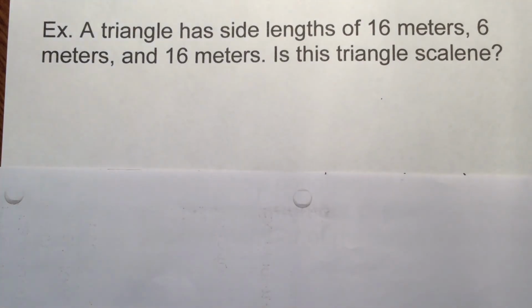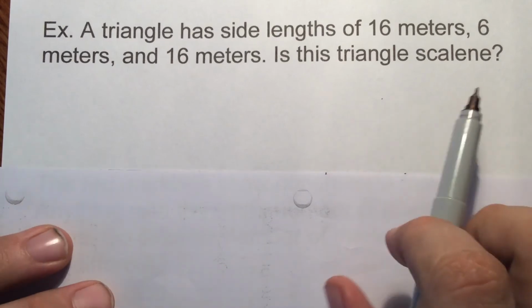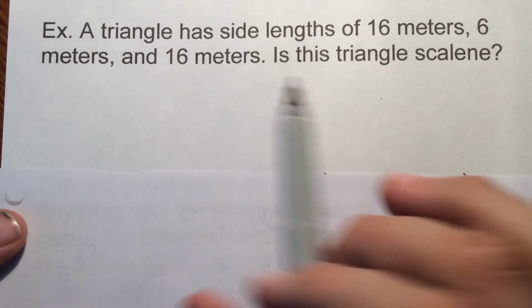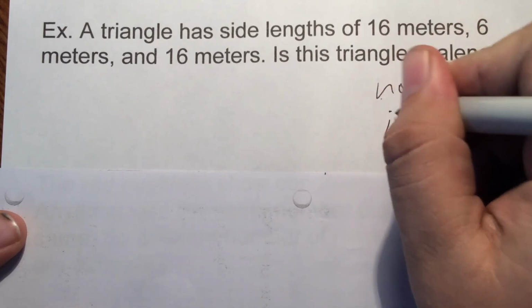A triangle has side lengths of 16 meters, 6 meters, and 16 meters. Is this triangle scalene? Well, again, scalene means all the sides have to be different lengths. So if two of these are the same, no, it can't be. It's actually isosceles.